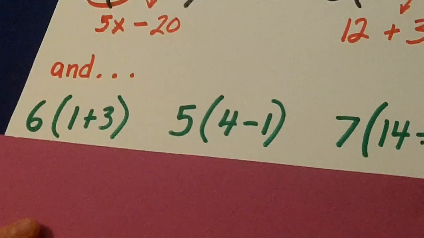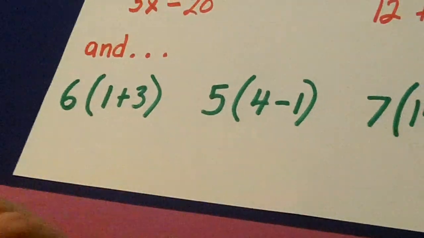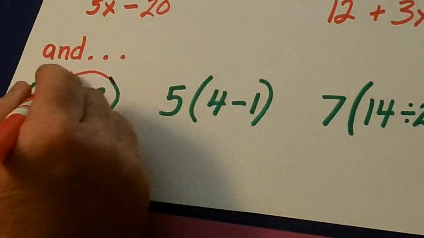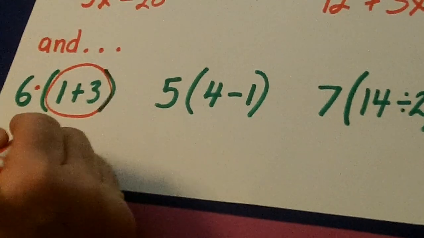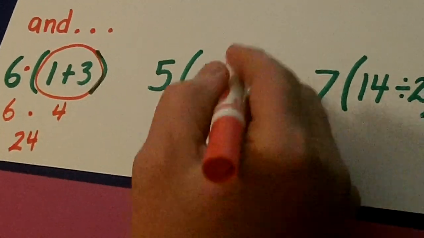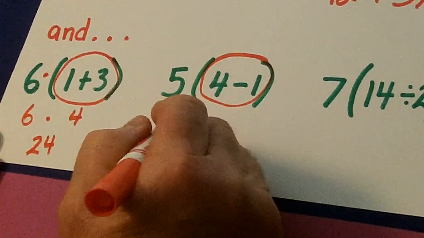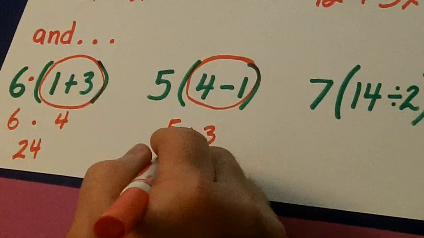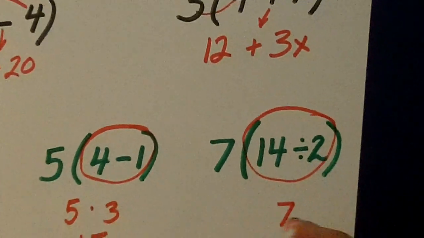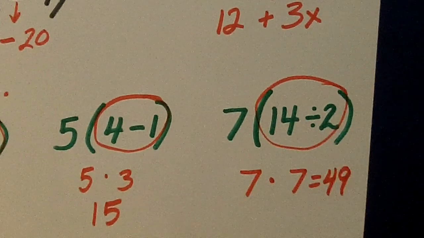Something else we may see in equations is when we get things like this. And all this means is 6 times, and then we add that first. 6 times 4 is 24. Okay, we're going to do this first. 4 minus 1 is 3. 5 times 3 is 15. 14 divided by 2 is 7. 7 times 7 is 49. Okay?